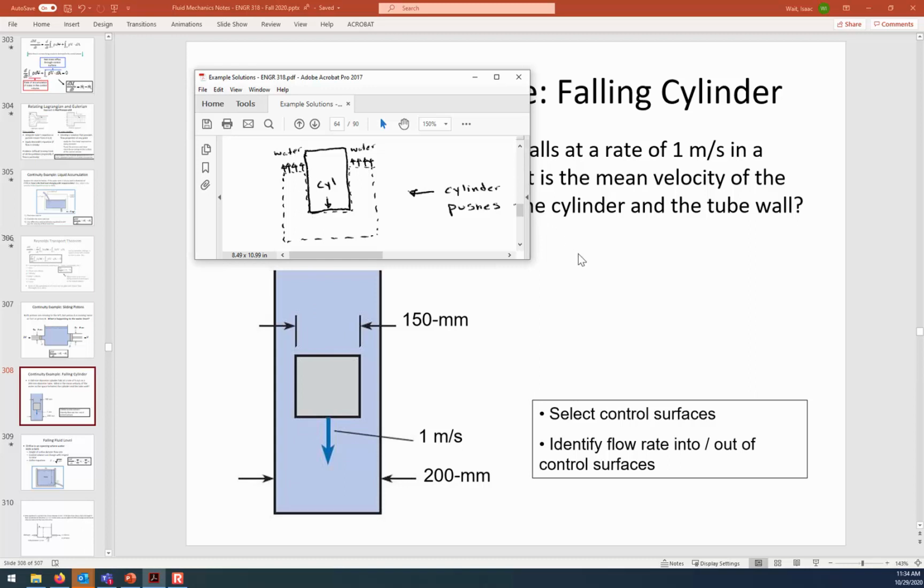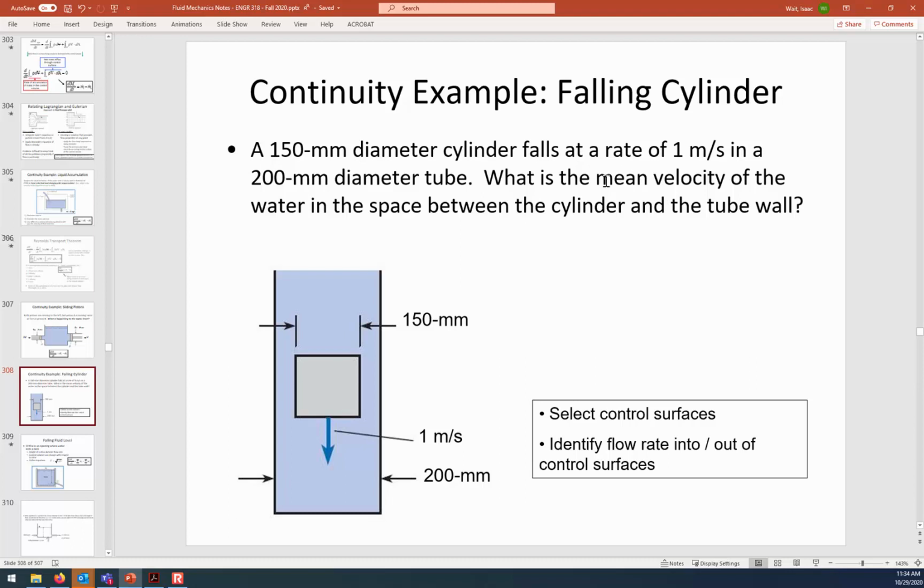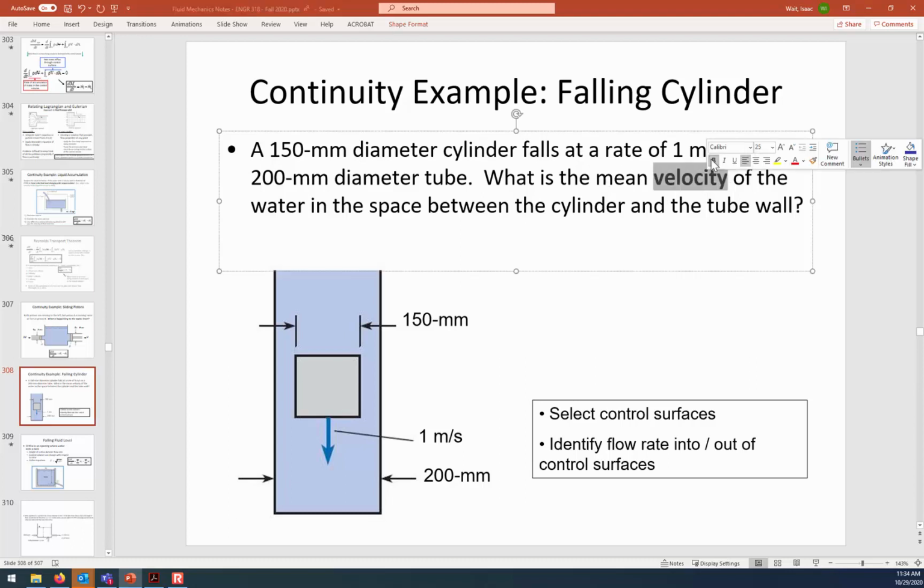And so what I'd like you to calculate is what is the mean velocity. So what is the V of the water that's flowing through that ring, through the ring-shaped space that is between the cylinder and the pipe. Okay, I'll pause for a second and allow you to do that calculation. You're going to need to know the cross-sectional area of both the cylinder and also the pipe, and then consider the difference.